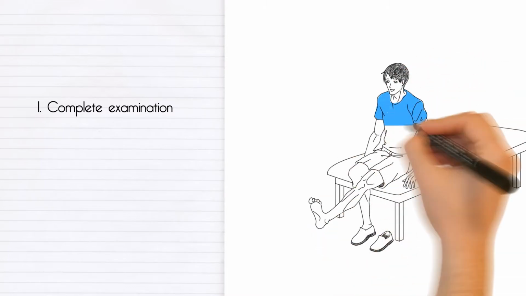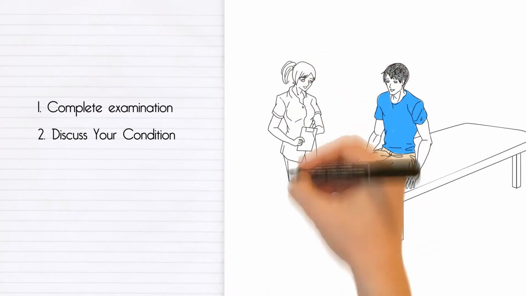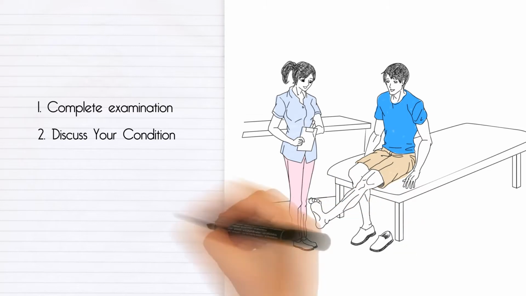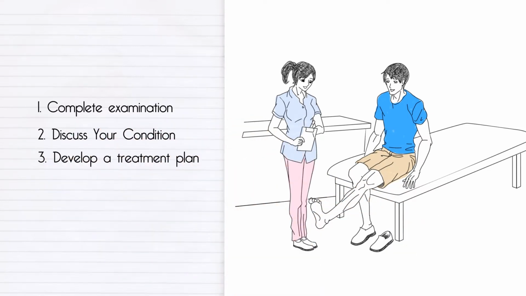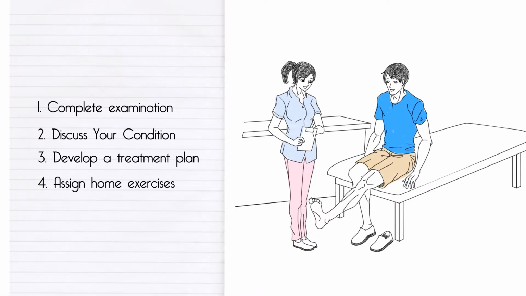This will give us the information we need to discuss your condition, understand your current stage, and arrange your treatment plan. As we develop an in-clinic treatment plan for you, we may also assign you home exercises to complete that will help you achieve your goals.